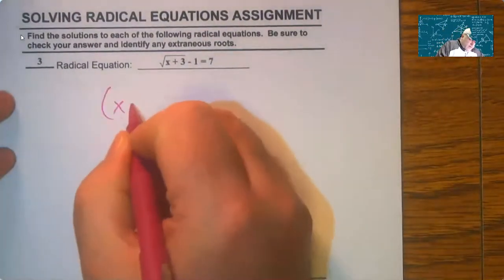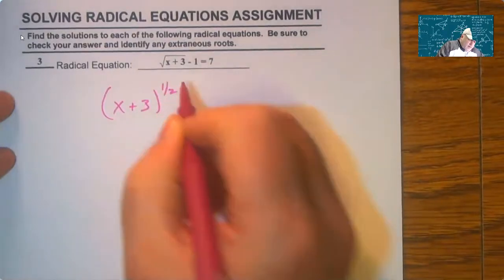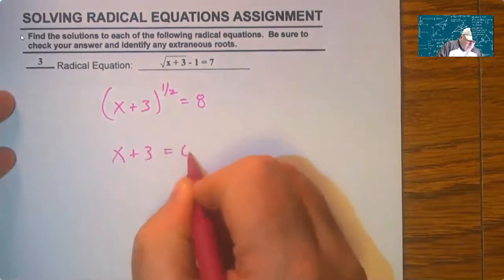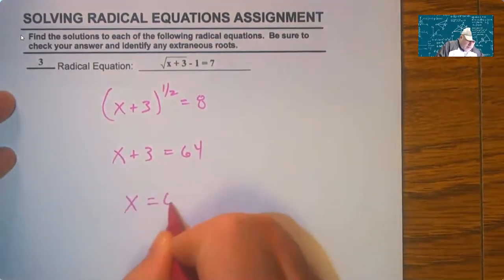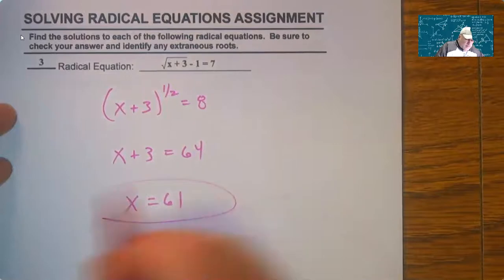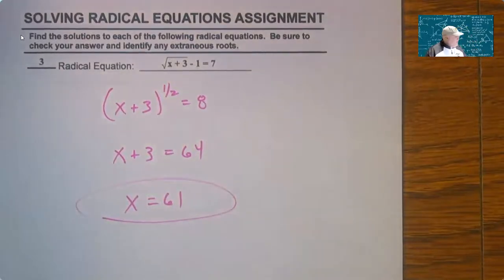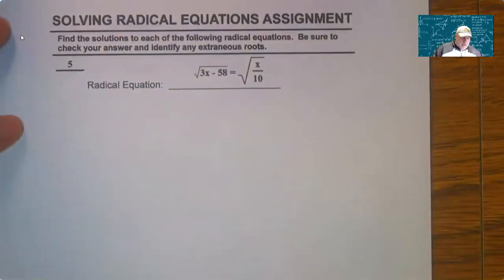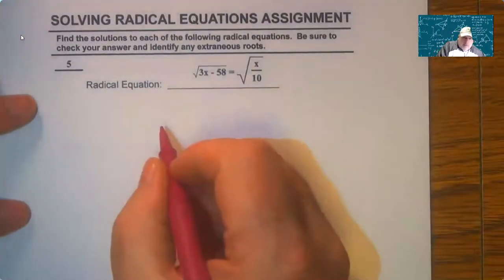So x plus 3 to the 1/2 equals 8. So square both sides. Subtract 3 and you get 61. And that will check back in. You get square root of 64 minus 1. Problem 5. Always make sure you're checking back in, or if you've lost any roots, if that numerator power is even.